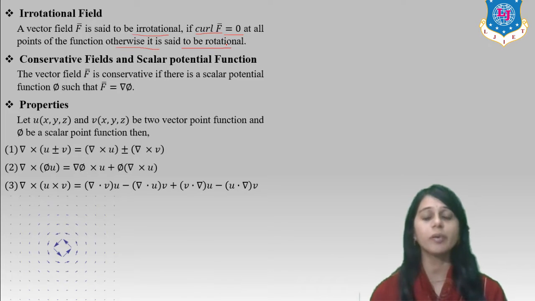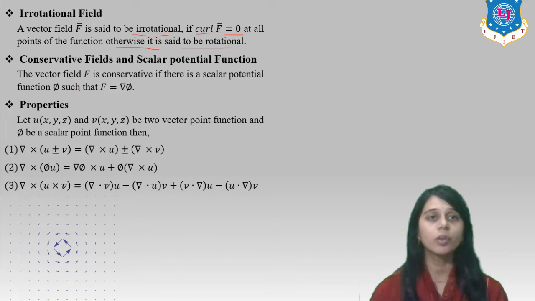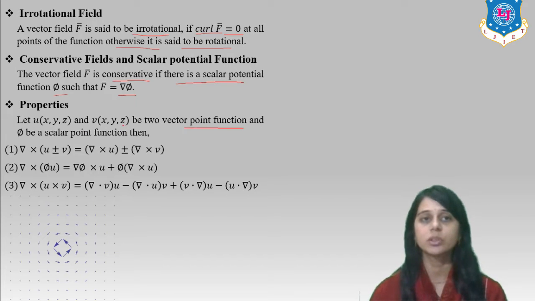Conservative field and the scalar potential function. The vector field f bar is conservative if there is a scalar potential function phi such that f bar equals nabla phi. Here u(x,y,z), v(x,y,z) are vector point functions and phi a scalar point function. This is a property of the curl: it satisfies the associative, addition and multiplication properties. And this is the curl direction.